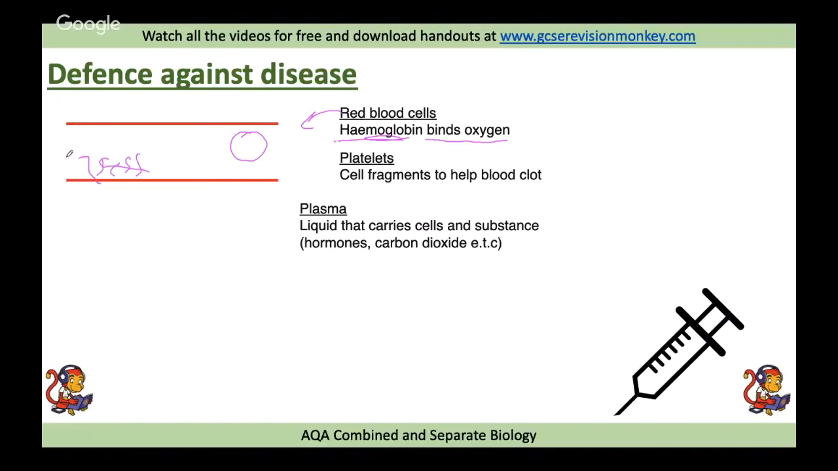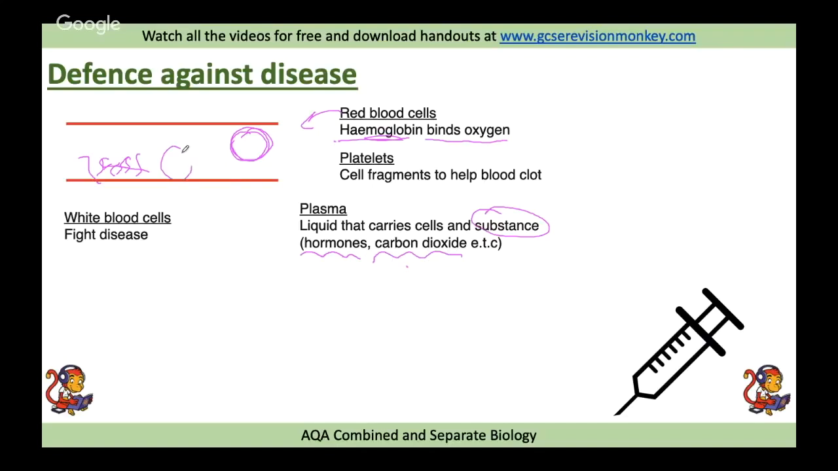Plasma is the liquid, so throughout the blood you will have liquid, so that will not only carry the cells and the platelets, but if they talk about substances, you're going to want to talk about things that are dissolved in the blood plasma, like hormones. You know, in the menstrual cycle, hormones travel in the blood. Carbon dioxide is dissolved in the plasma as well.